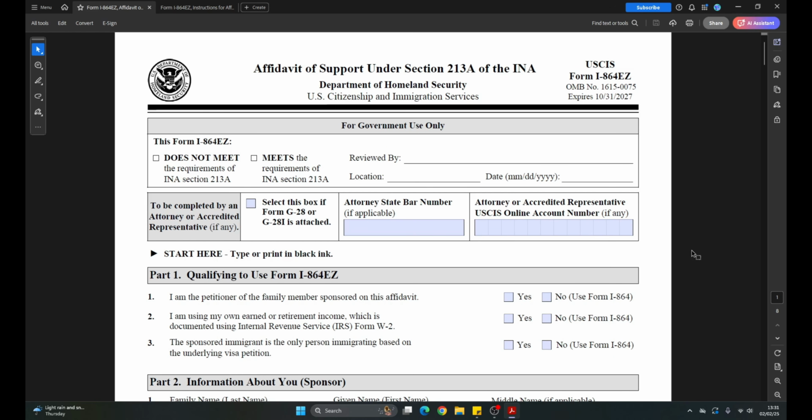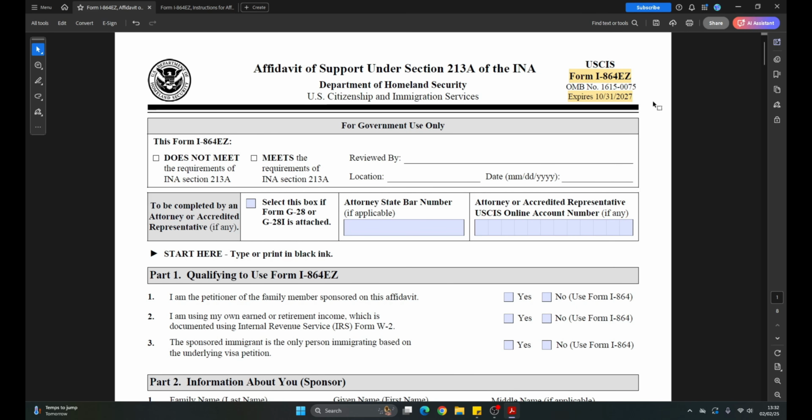In today's video, I will show you how to fill out the form I-864EZ, which is an easier version of the affidavit of support. So this form's expiration date is October 31st, 2027, and as you will notice, these new updated affidavits of support look significantly different to the ones that we used to have before.